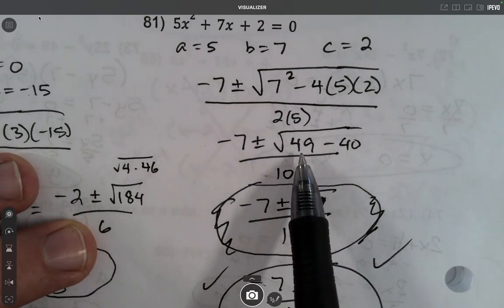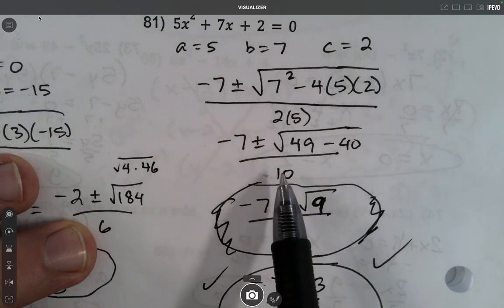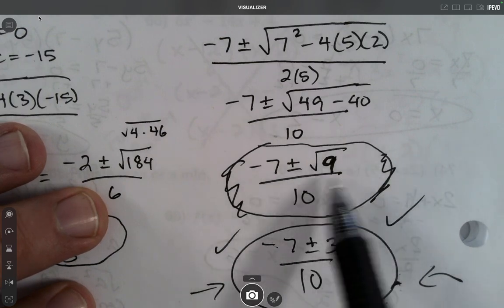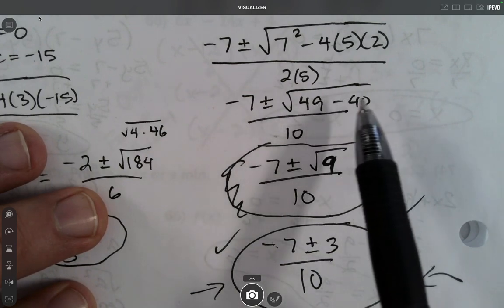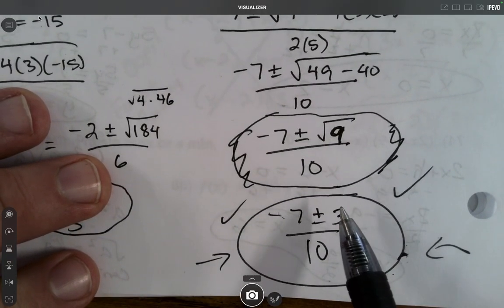7 squared is 49. 4 times 5 times 2 is 40. 2 times 5 is 10. I had to make a correction to an error I made here. The reason this is scribbled is not because this is wrong, it's just it's not the final answer. So 49 minus 40 is 9. And then the square root of 9 is 3.